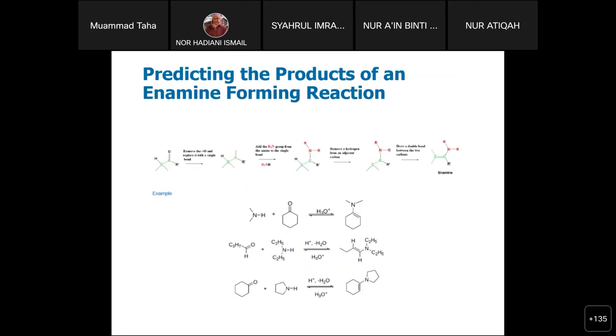This is the prediction, how we can predict our products. First of all, we can put the carbon chain like this as we have, then put the nitrogen amine, and then we can put the double bond between carbon and carbon. This is the simple way of doing this.